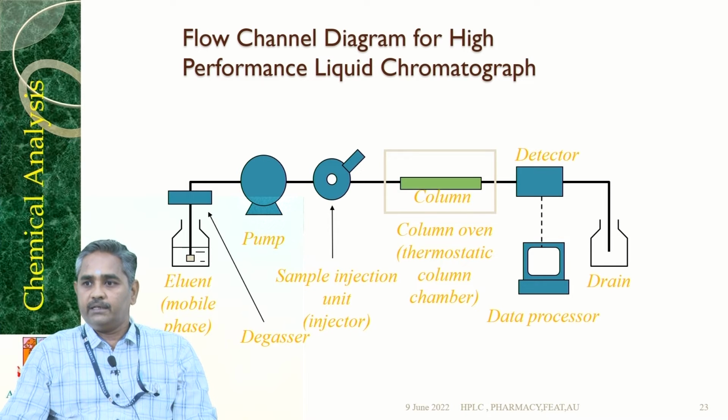Once the detector detects the sample, it is integrated with a data processor or a computer, which records the signal as a chromatogram. In the chromatogram, the first peak, second peak and third peak are eluted and recorded in the computer. The sample along with the remaining mobile phase comes out of the detector and is collected in the drain. The drain is where the sample plus unused mobile phase is collected, and it should be carefully handled and carefully thrown out.